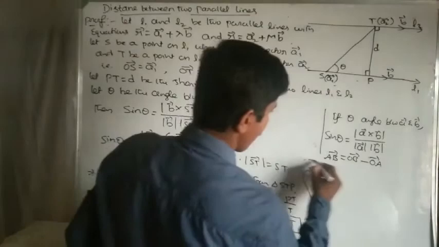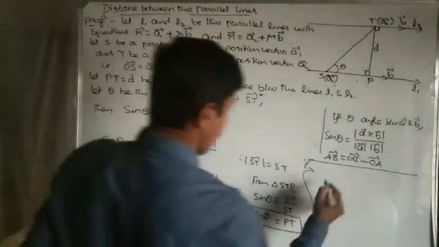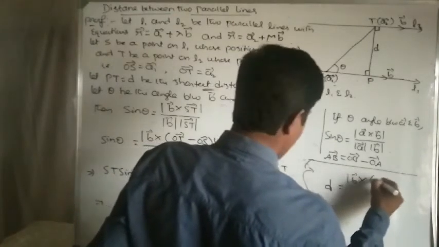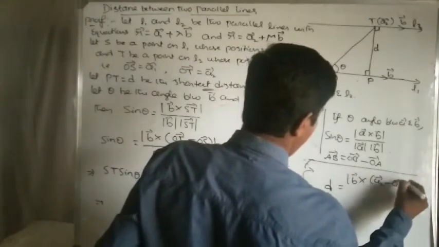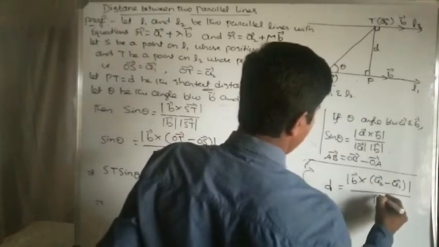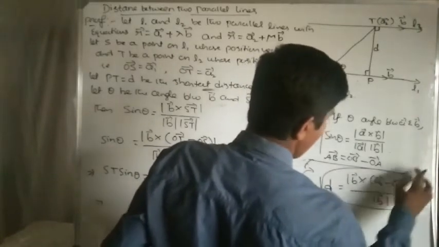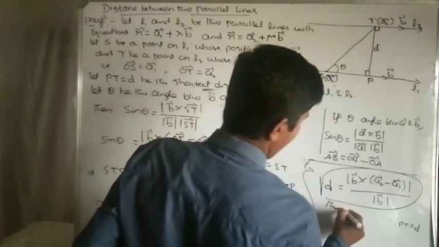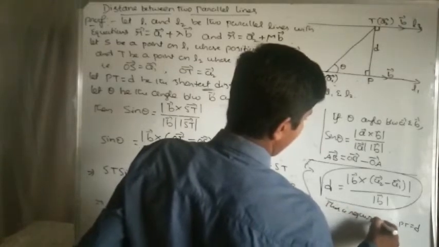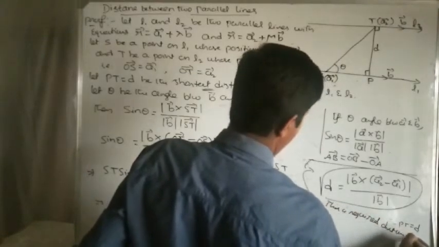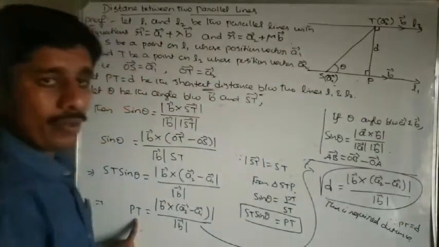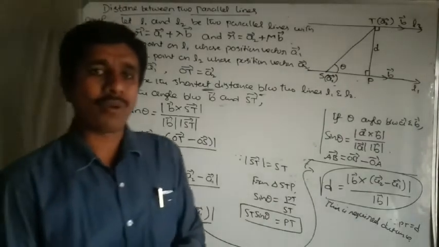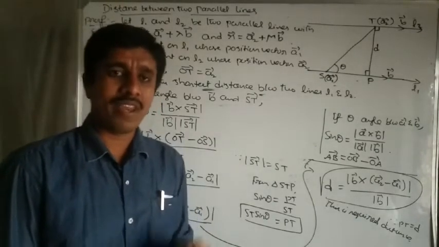So next step, this D equal to magnitude of vector B cross vector A2 minus vector A1 divided by magnitude of vector B. Since here PT equal to D, this is the required distance. The required distance. Very easy derivation, mind it. For the time being, we have to understand vector concepts, otherwise it is very difficult to practice this derivation.